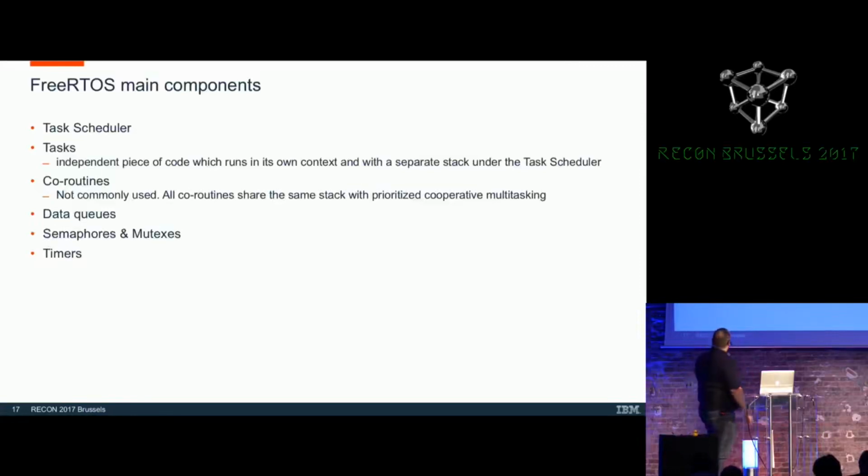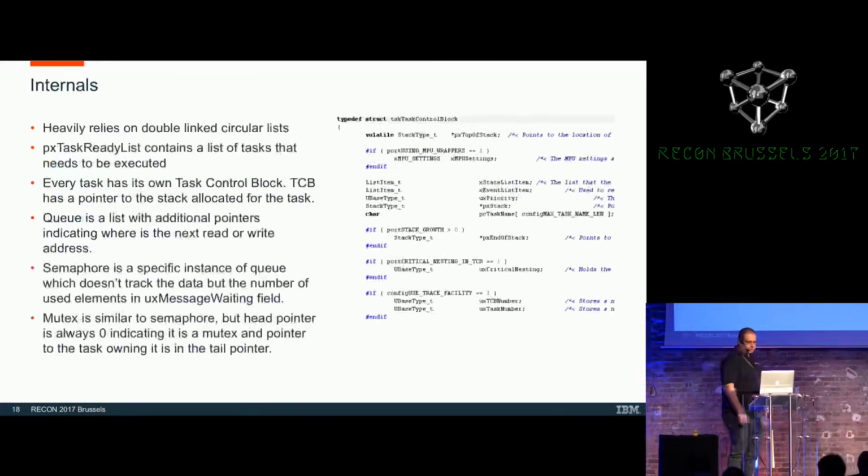There are coroutines. I mentioned this, but this is almost not used anymore. I think it is not even supported anymore. And we have communication, inter-process communications, so data queues to exchange information between processes, semaphores and mutexes for signalization, and timers for measuring time. As we say, real time is really important in this case.